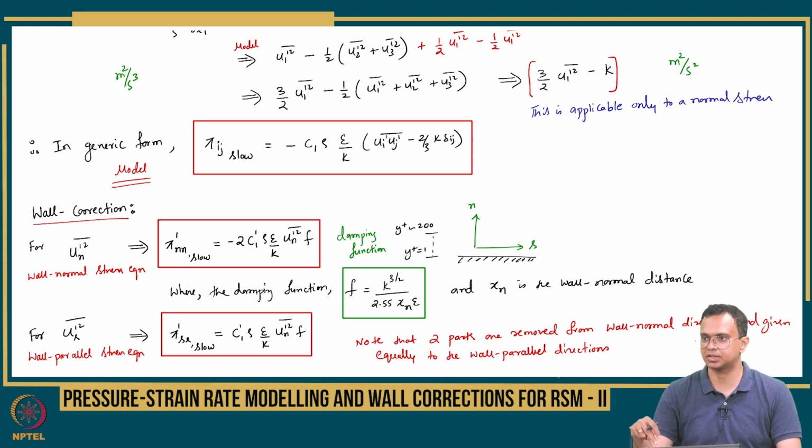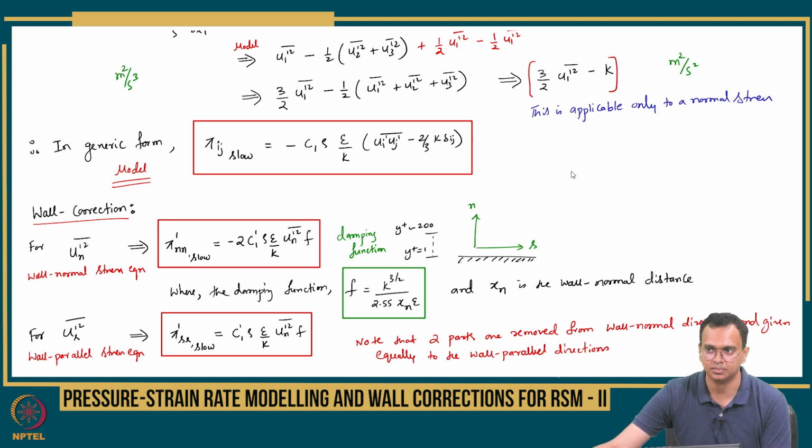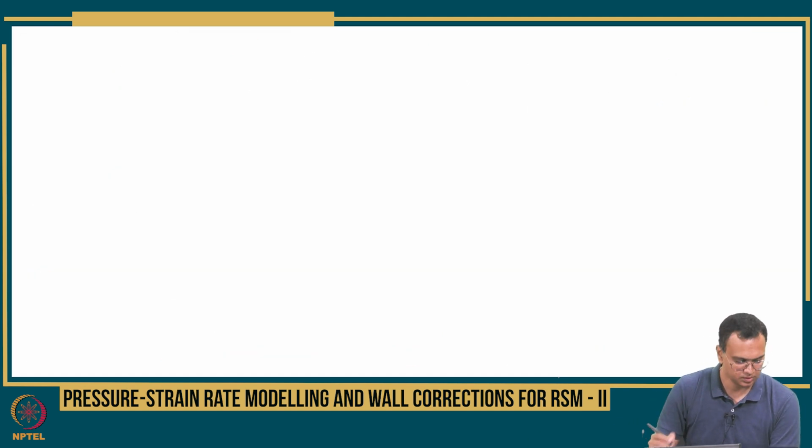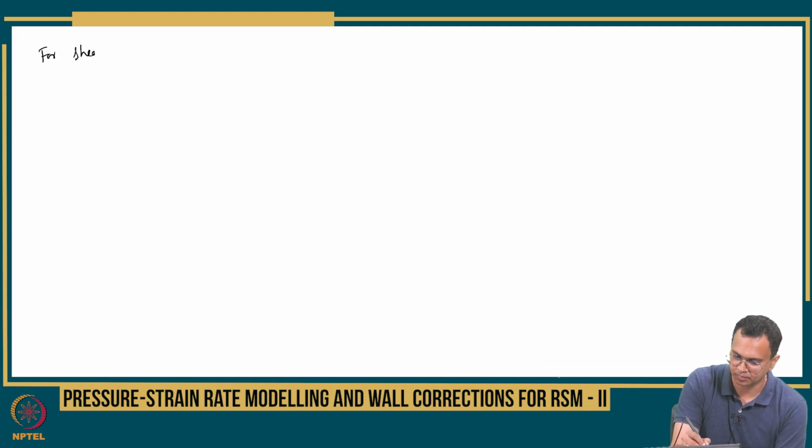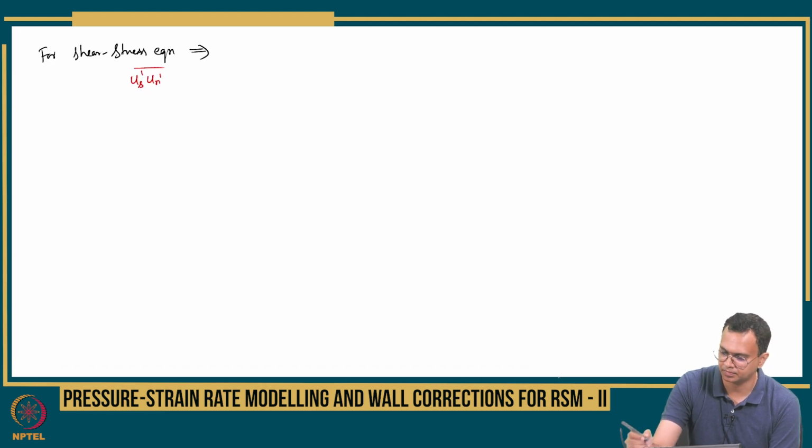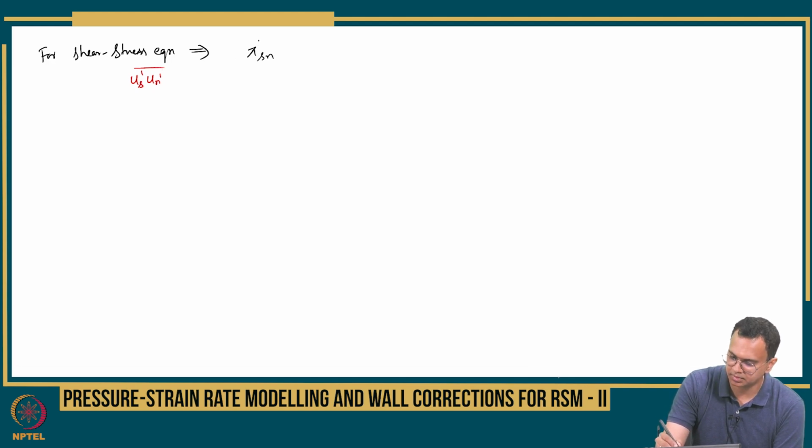So this will be for the normal stress, wall normal removed and given to the wall parallel, but there is also a shear stress term. So we will see that correction for the wall for the shear stress also, that is for pi Sn prime, that is when you have the US prime UN prime average term. So for the shear stress equation, that is for your US prime UN prime equation, in that equation, the pi Sn prime slow is modeled as minus 3/2 C1 prime rho epsilon by k US prime UN prime f.